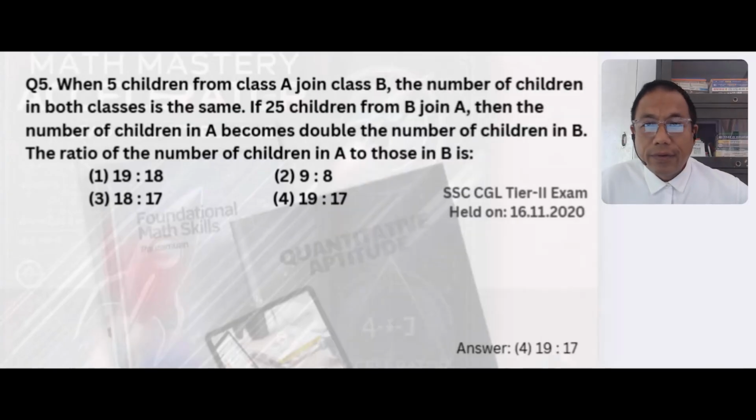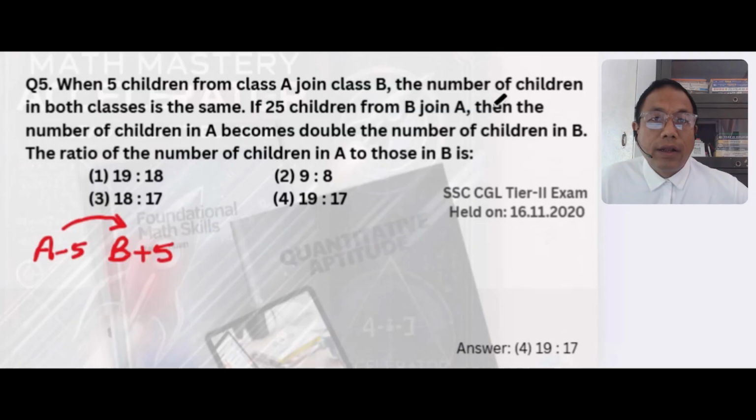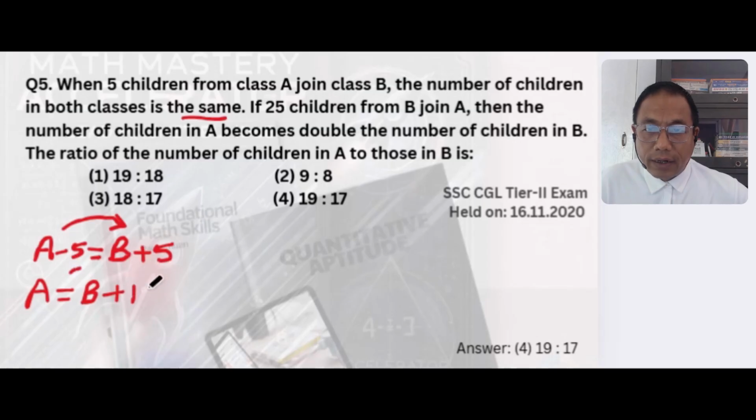Question number 5. When 5 children from class A join class B, from A, if 5 students joined to B, we have to subtract minus 5, then add 5 here. The number of children in both classes is the same. Same means they are equal. A is equal to, transfer 5, B plus 5 plus 5 is 10.